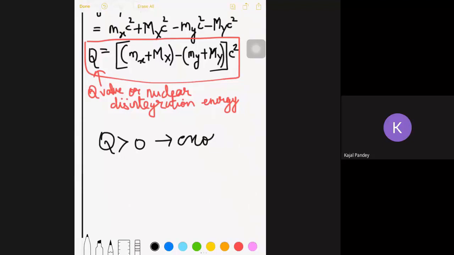Exoergic, which means energy is released when that particular nuclear reaction occurs. If Q is less than 0, then energy is not released when such a nuclear reaction occurs. Energy has to be supplied.